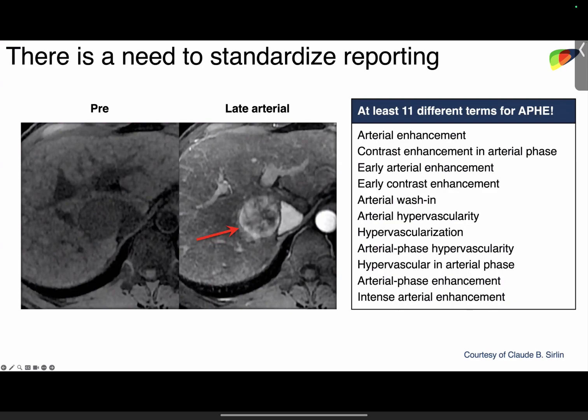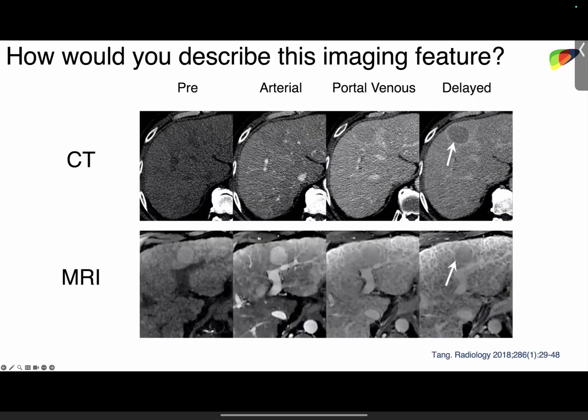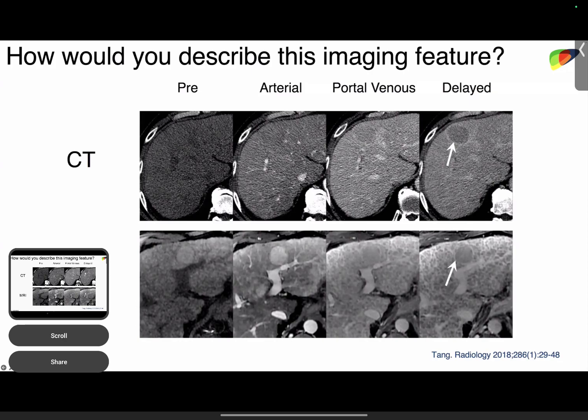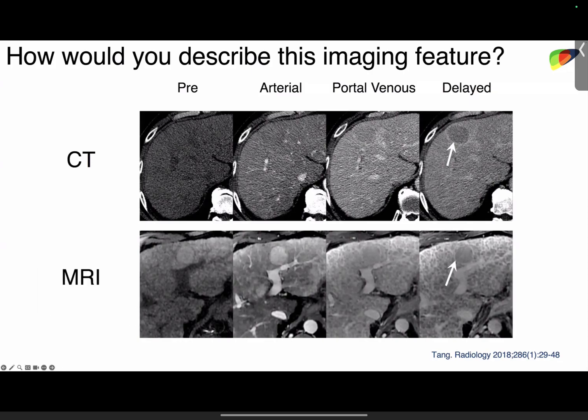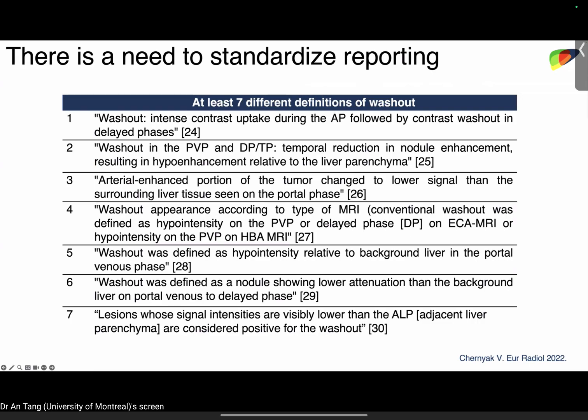Let's take a look at this other example. How would you describe this imaging feature? On the top row on CT, and the bottom row on MRI. Both show a reduction in enhancement from an earlier to later phase, resulting in hypoenhancement of the mass relative to the background liver. We could call this washout appearance, but again, in the literature, there are at least 7 different definitions of the same imaging feature with differences in interpretation.